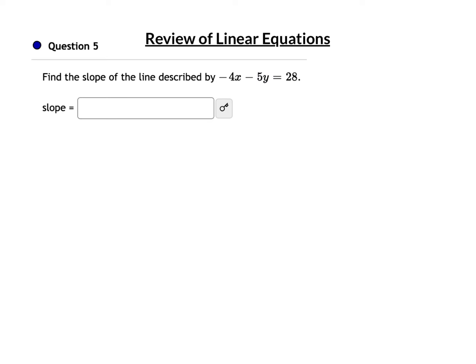Question 5. Find the slope of this line. There are a couple of ways we could do this. We could generate some points. An easy way to generate points is to use 0 for y and 0 for x, and then we could take those points and put them in the slope formula.